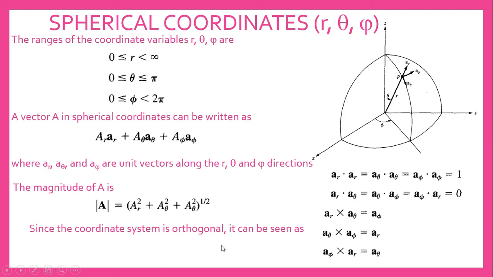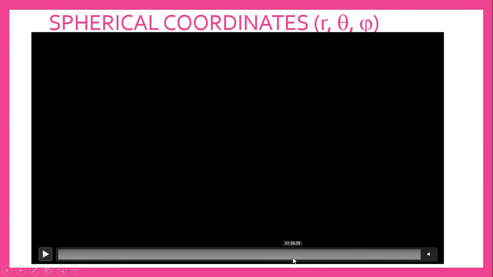Since it is an orthogonal system, the dot product of the same unit vectors will be equal to 1. a_r dot a_r, a_theta dot a_theta, a_phi dot a_phi are equal to 1. And the other dot products will become 0. Likewise, in cross product, a_r cross a_theta will give a_phi, a_theta cross a_phi will be a_r, a_phi cross a_r equals a_theta.